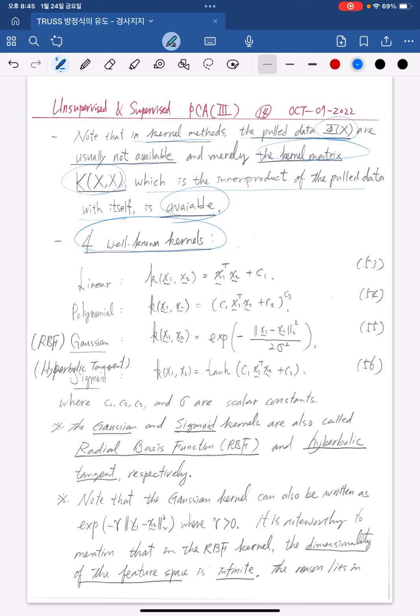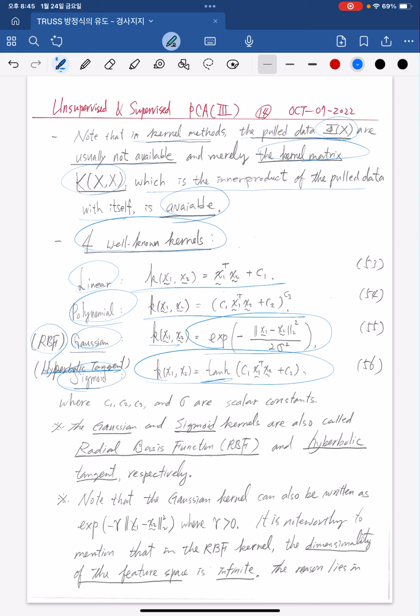For well-known kernels, we have linear, polynomial, Gaussian, or RBF, as it is called, the kernel is like this, and then sigmoid, which is the hyperbolic tangent function, where c1, c2, c3, sigma are scalar constants. The Gaussian and the sigmoid kernels are also called radial basis function and hyperbolic tangent, respectively. Note that the Gaussian kernel can also be written as an exponential.